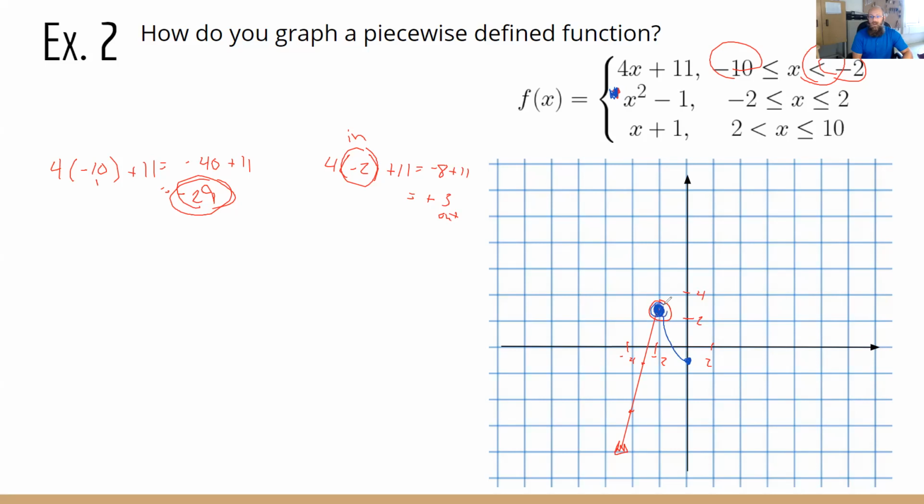This one is a solid dot. You know why? Because of the or equal to line right there. Same thing on the other side, it's equal to on that side. So let's plug in a 2. 2 squared is 4 minus 1. Well, that tells me I'm up at 3. So if I plugged in a 2, I got out a 3. That's how I know this part too.